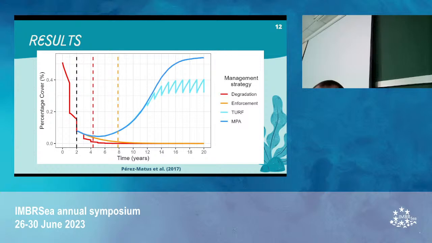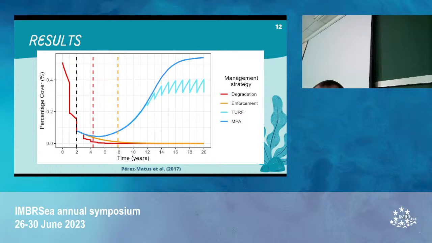In these two scenarios, we implemented something a bit different than the two previous ones, because Perez Matos in 2017 published a paper about the fact that implementing this kind of regimes enabled the top predators to recolonize the area and to control the herbivore density. So we modeled a gradual decrease of herbivory intensity after the implementation of these two scenarios. And this herbivory decrease over time enabled the forest to recover from the degraded state.